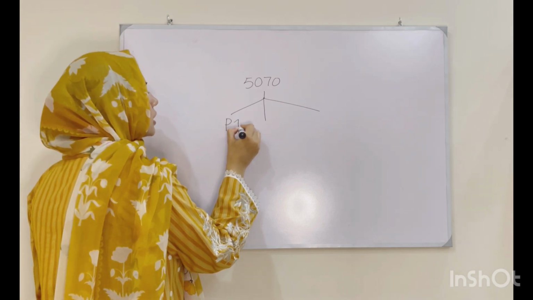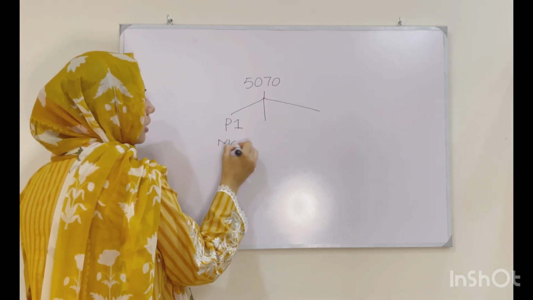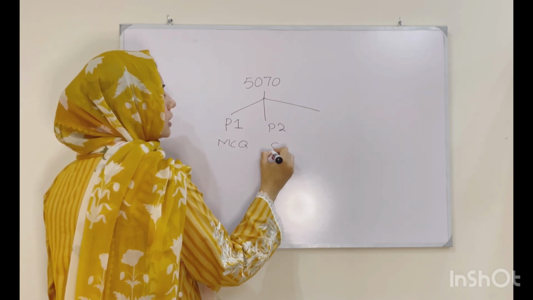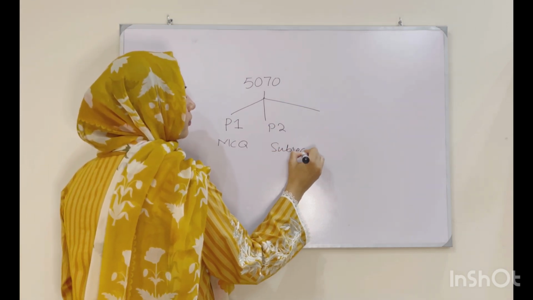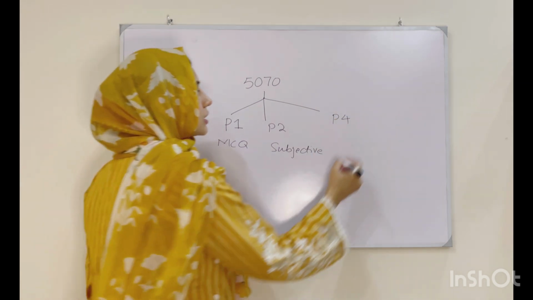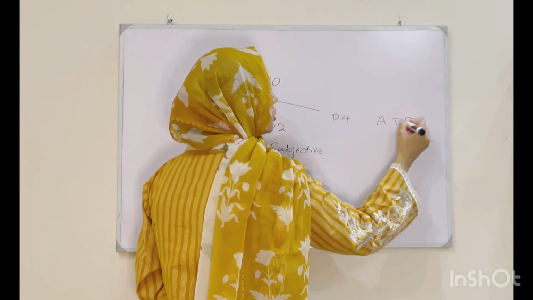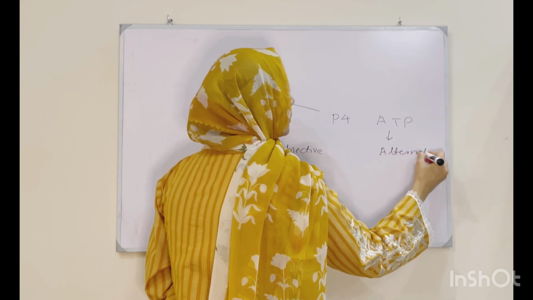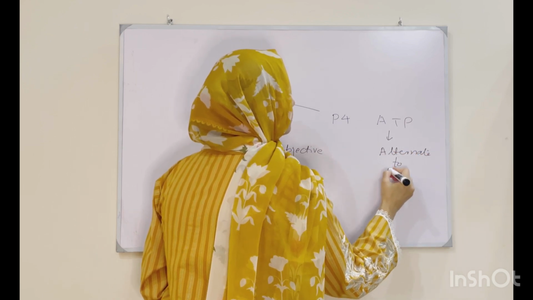First one is P1, which is MCQ based. Then we have P2, which is subjective based. And the third one is P4, which is ATP, which is alternate to practical.